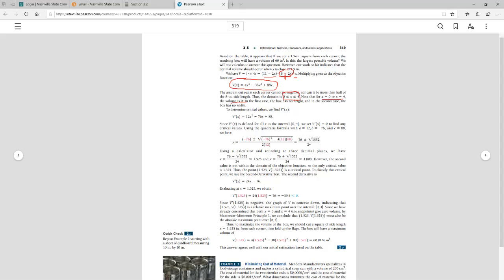So what do we do? Okay, we're going to set the first derivative equal to 0, and we're going to look for critical values.